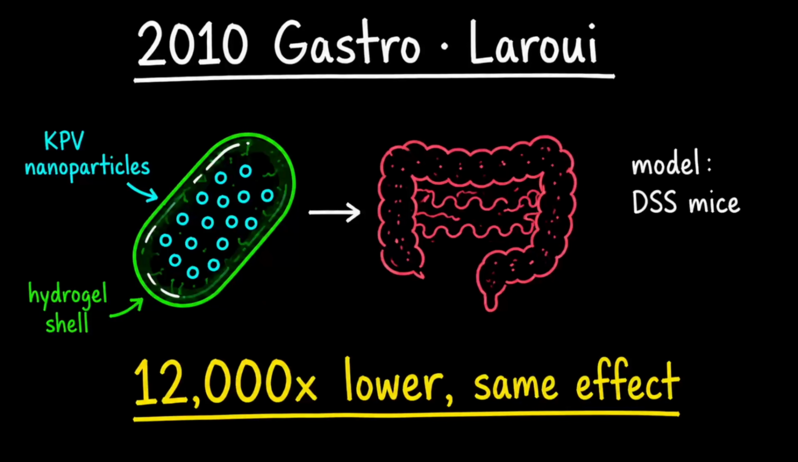And so the headline result was efficiency. This nanoparticle system reached similar effectiveness at a KPV concentration reported as 12,000-fold lower than a free solution. So the vehicle here, and the vehicle is just the method of administration, was doing a lot of work. It actually was really helping the KPV get to the system.